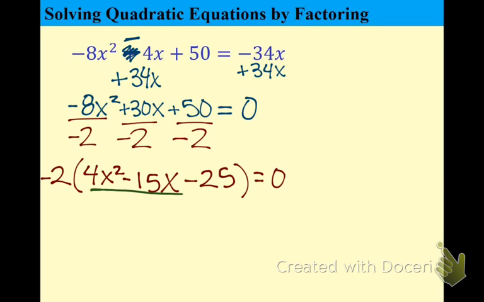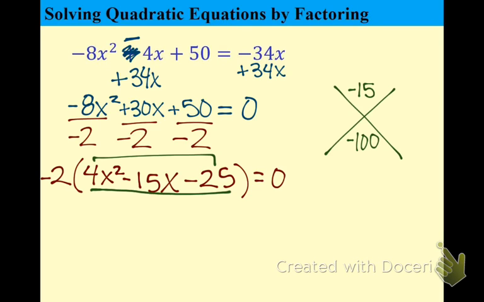All right, so now when you go to factor, you're factoring what's inside of the parentheses. That negative 2 is outcasted. We're not dealing with it right now. What is the b term that goes in the top? Negative 15. And a times c goes in the bottom. So 4 times negative 25. That's negative 100.